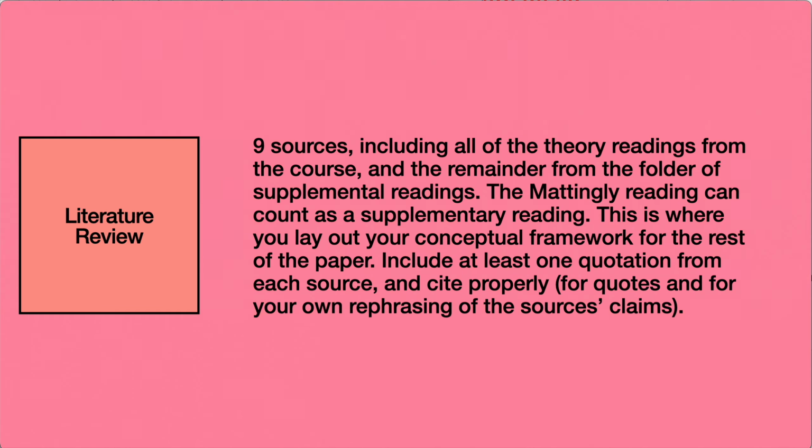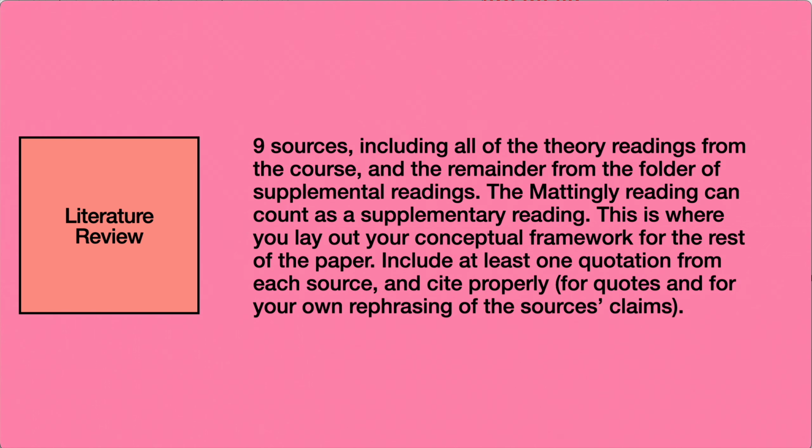Next, you get into the literature review. So you know this by now. You need 9 sources. That's including all of the theory readings from the course. And then the rest come from the supplemental readings. Of course, you know that those are available in Brightspace. The Mattingly reading you can use as a supplementary reading if you like.